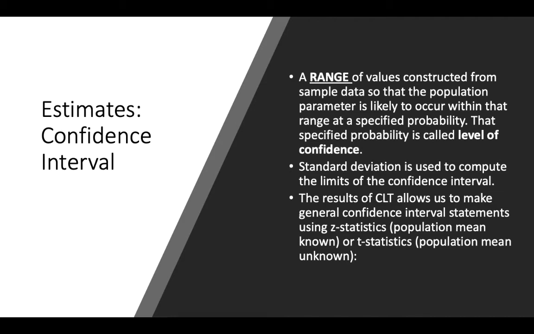Remember in all your statistics, the p-value must be less than 0.05. That comes from the level of confidence of 95%. You have to remember about standard deviation, because standard deviation is used to compute the limits of the confidence interval. The result of the central limit theorem earlier allows us to make generalized confidence interval statements using z-statistics when we know the population standard deviation, or using t-statistics when we do not.